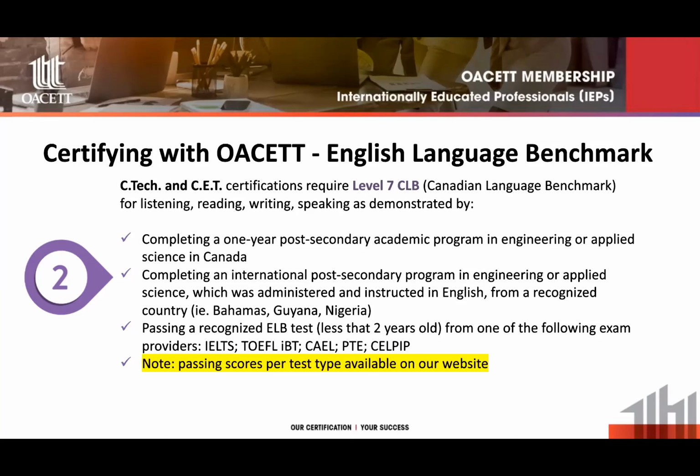Another way is that some people complete their post-secondary in a country which is recognized as being at a similar level of English as Canada. For instance, Bahamas, Guyana, Nigeria, the United States. There are several countries that have the same level that we have. If you had completed your education at one of those, you would not be required to do the English language benchmark. But if you did not hit one of those two scenarios, we would require that you provide us with a copy of a recognized English language benchmark test. It would have to be completed less than 2 years ago, which is very important. You can see there are some exam providers that we recognize. Not only does that test have to be at that level of 7, but you have to make sure that each of the testings on there shows a passing score, because there are 4 sections. We have those scores on our website.